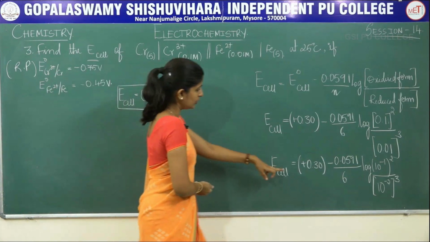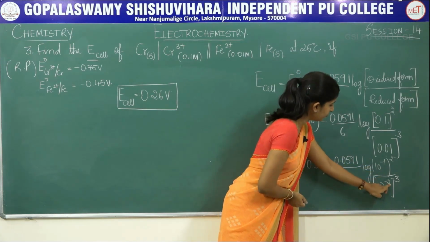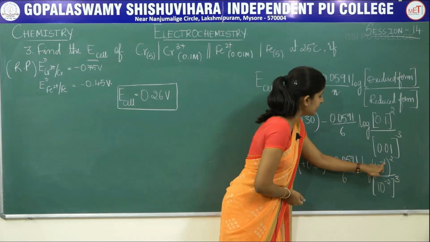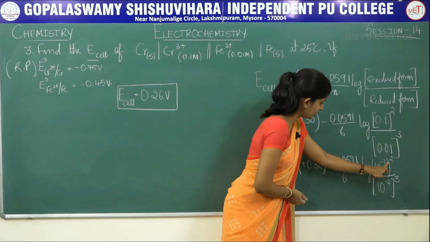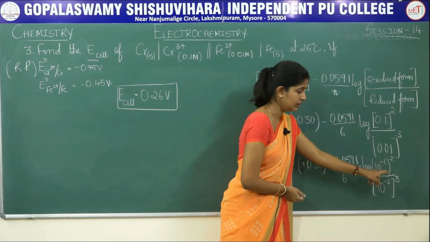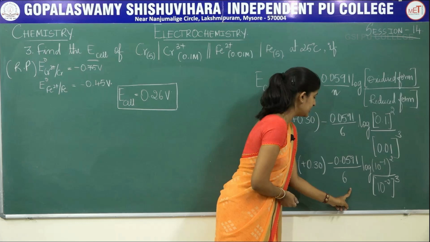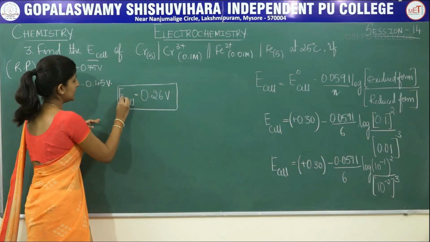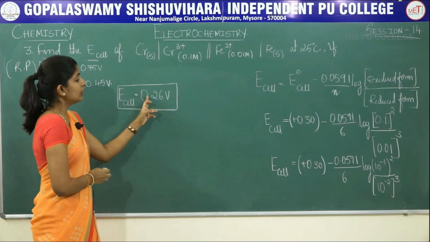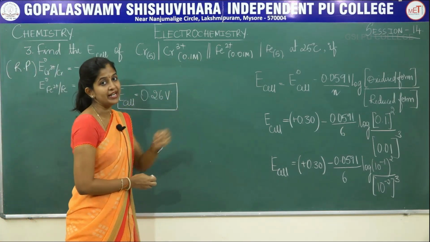After substituting these values, taking the log of this value, you can make it 10 to the power of minus 2 into 3, 10 to the power of minus 6, 3 2s are 6. This is 10 to the power of minus 1 into 2, 10 to the power of minus 2. Take this to the numerator, it becomes 10 to the power of plus 4, 4 log 10. So 4 log 10 is 4. So with this substitution, you get E cell is equal to 0.26 volts. So that's the answer for this E cell. You have calculated the E cell for this given cell of chromium and iron.